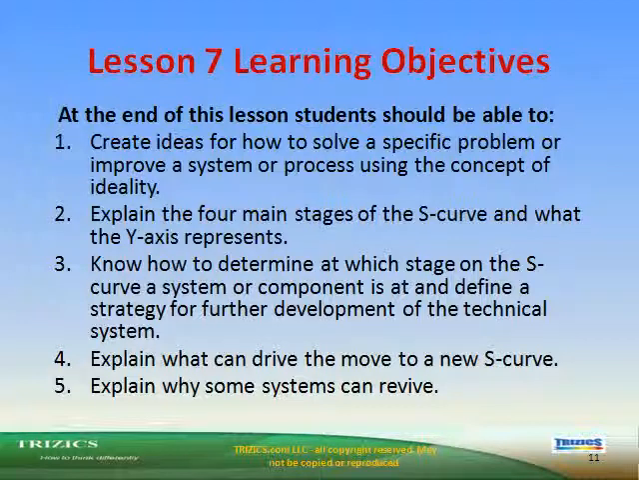Lesson 7 Learning Objectives. At the end of this lesson, students should be able to create ideas for how to solve a specific problem or improve a system or process using the concept of ideality. Explain the 4 main stages of the S-curve and what the y-axis represents. Know how to determine at which stage on the S-curve a system or component is at, and define a strategy for further development of the technical system. Explain what can drive the move to a new S-curve. Explain why some systems can revive.